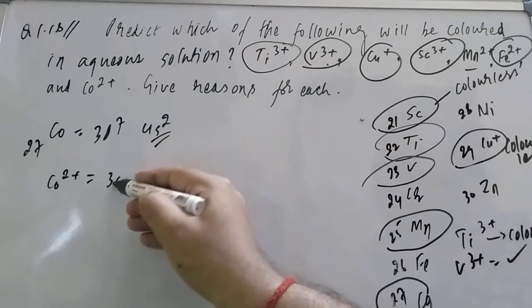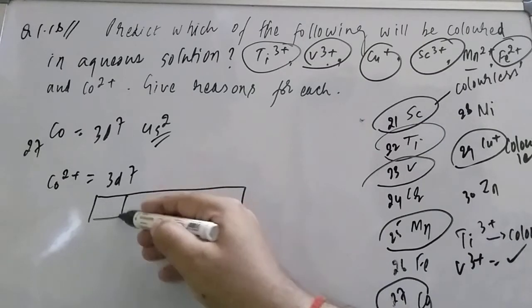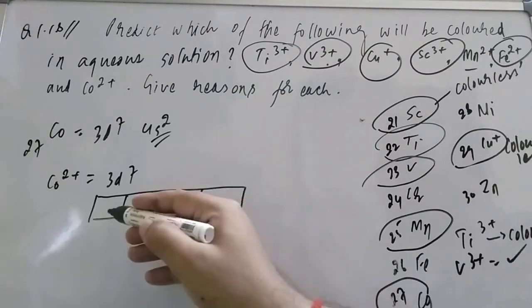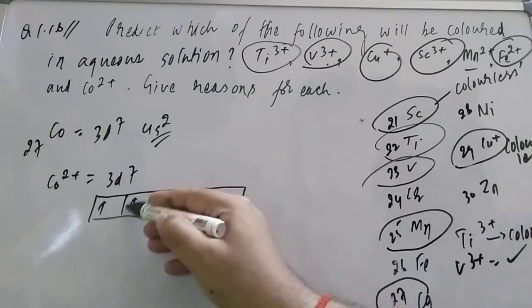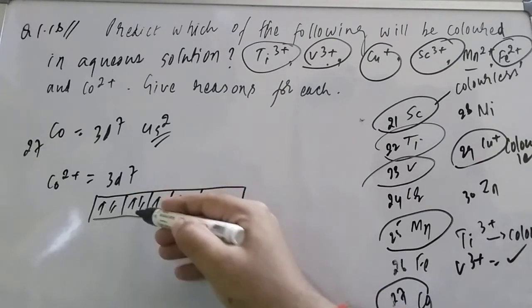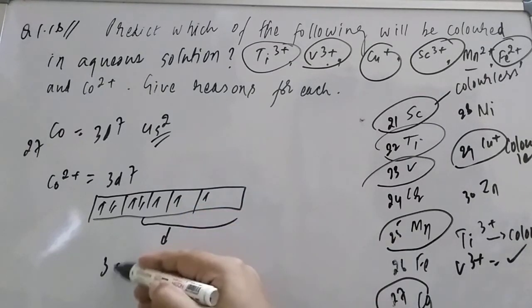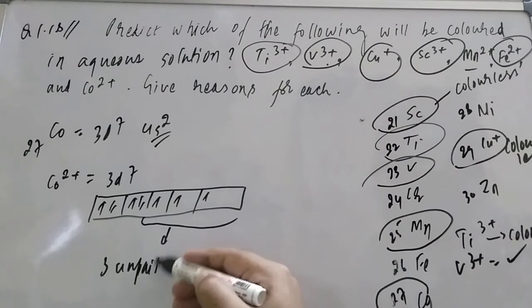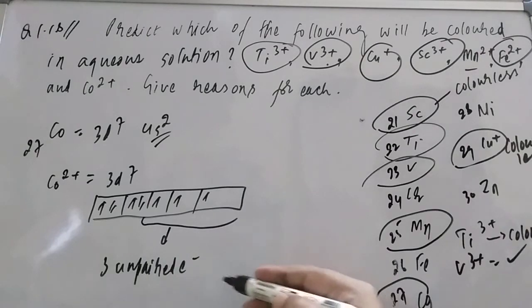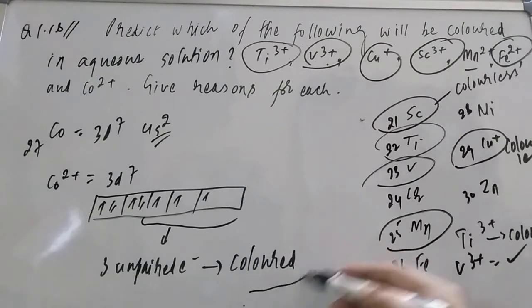So what will come from 3d7, student? 1 2 3 4, let us count 1 2 3 4 5 6 7. So how many unpaired electrons? 3 unpaired electrons. So this compound will also be colored.